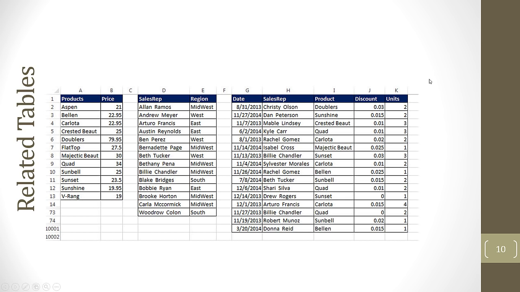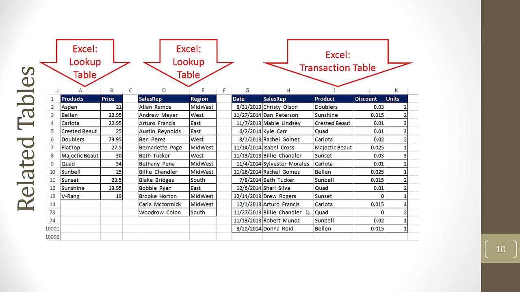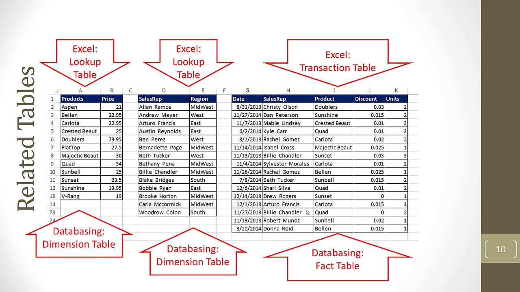Then if we wanted a report based on revenue by region, we'd have to do another lookup, looking up the sales rep name here, getting the region, and bringing it back. Now, the reason that we're looking at these related tables is because in Excel, we call this a transaction table, and we call these the two lookup tables. But with databasing and over in PowerPivot and data modeling, we have different names. This is going to be called a fact table, and these are going to be called the dimension tables. So terminology: transaction or sales, lookup, fact, dimension.